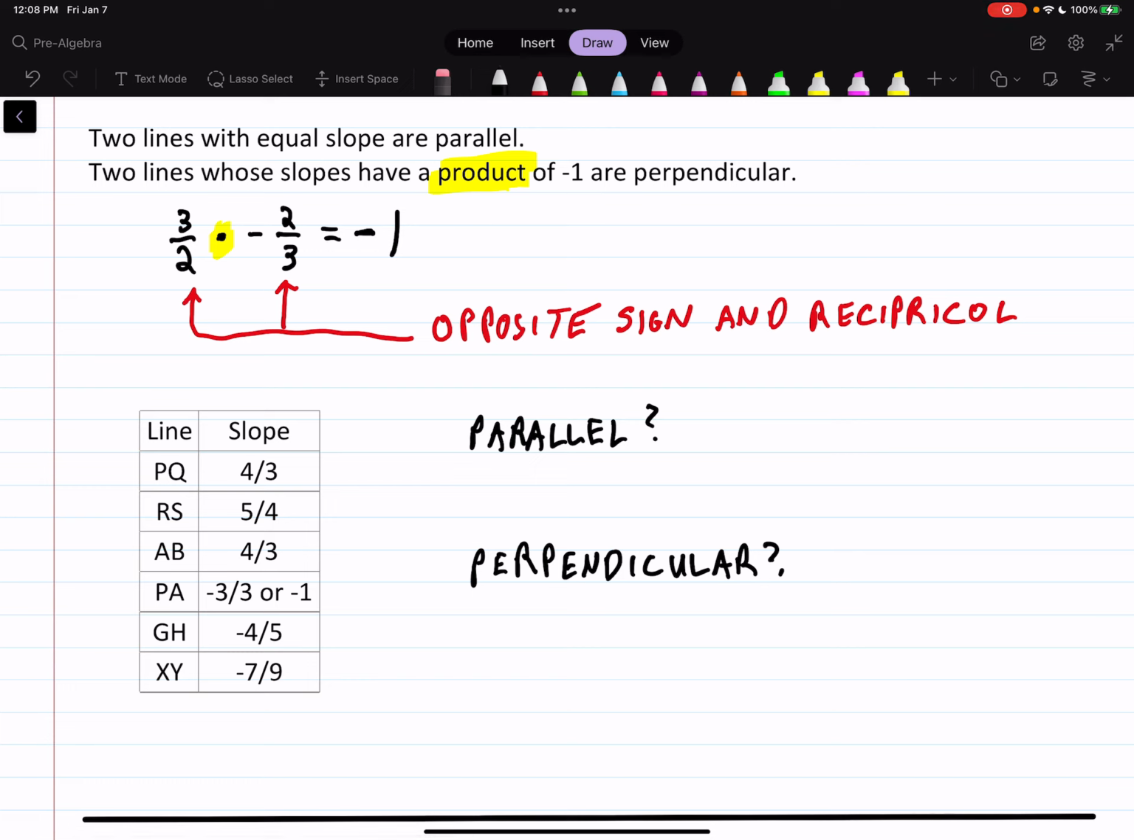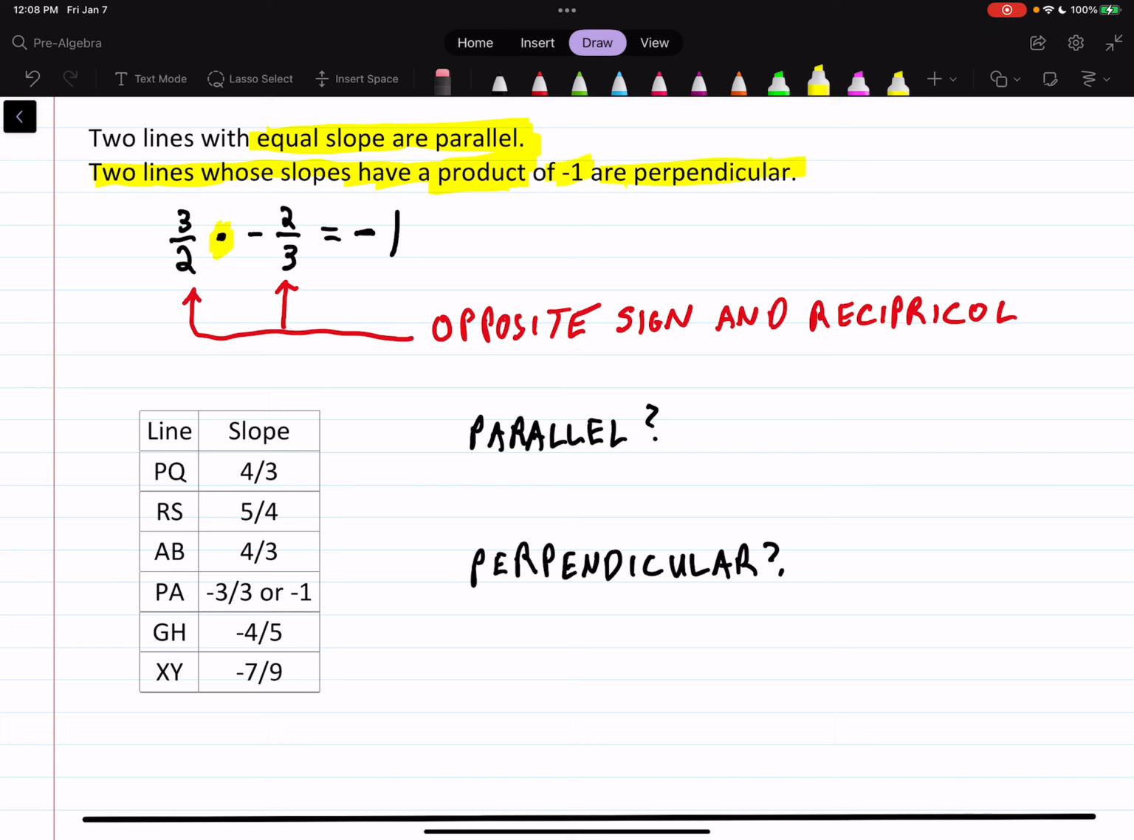Okay, now let's talk about parallel and perpendicular lines. Two lines with an equal slope are parallel. So their slope has to be the same once we figure out their rise over the run. If they're the same, then we have parallel lines. Two lines whose slopes have a product of -1 are perpendicular.